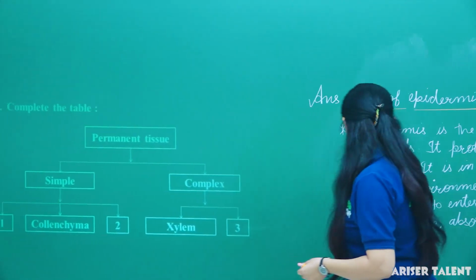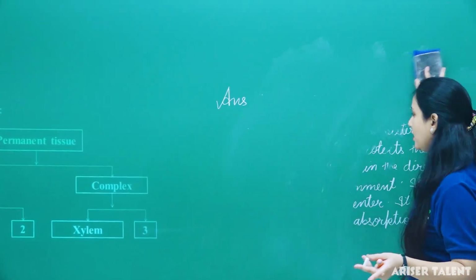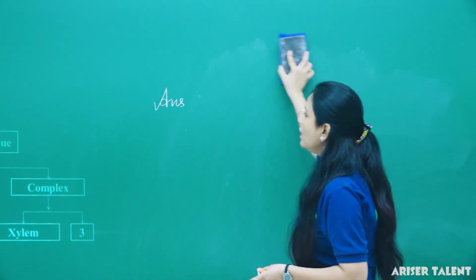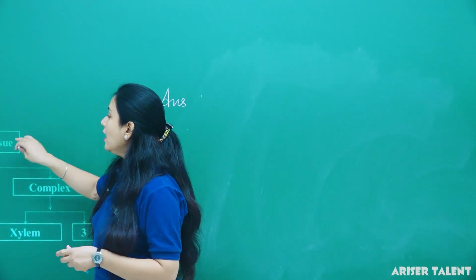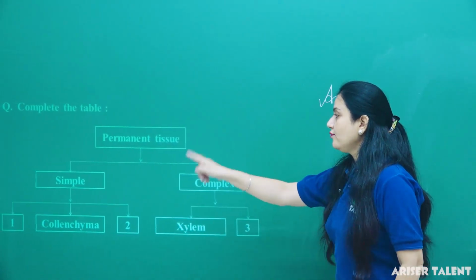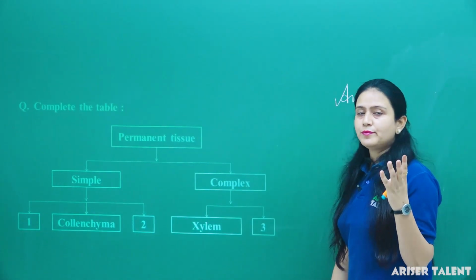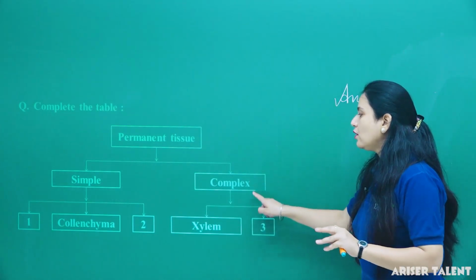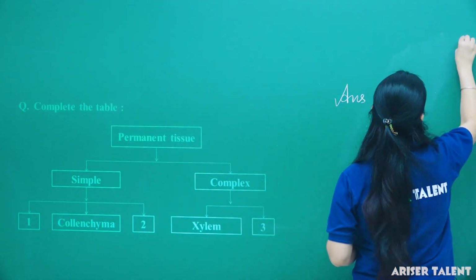Next is complete the table. As we know, permanent tissues are generally of two types. Permanent tissues are found in the plant only. They are of two types, simple tissues and complex tissues. Clear? In simple tissues there are three types: parenchyma, collenchyma and sclerenchyma. And complex tissues are of two types, xylem and phloem. So here we go with the answer.